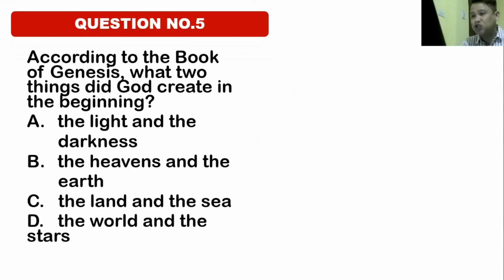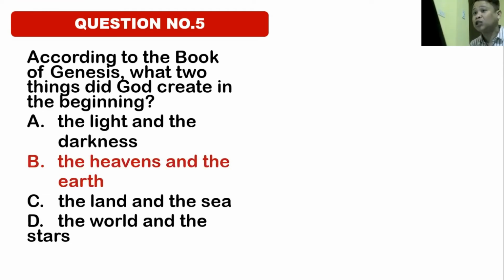Again, according to the book of Genesis, what two things did God create in the beginning? A, the light and the darkness. B, the heavens and the earth. C, the land and the sea. D, the world and the stars. So the correct answer is letter B, the heavens and the earth.